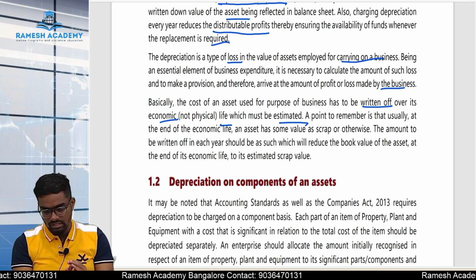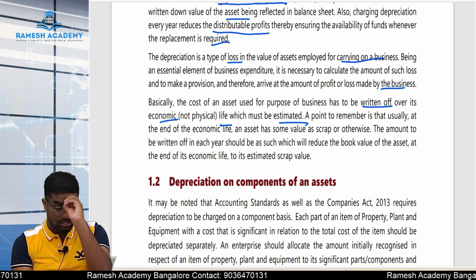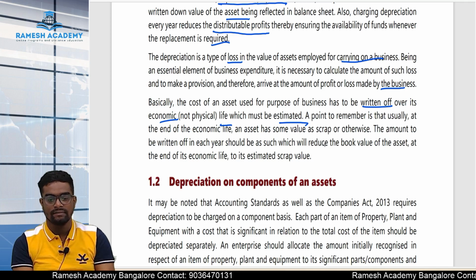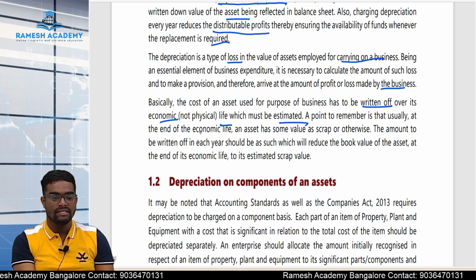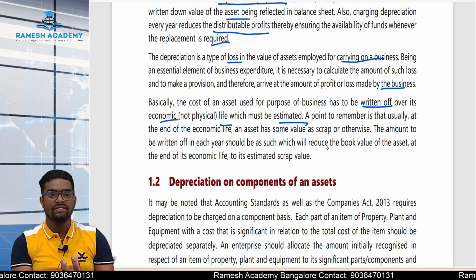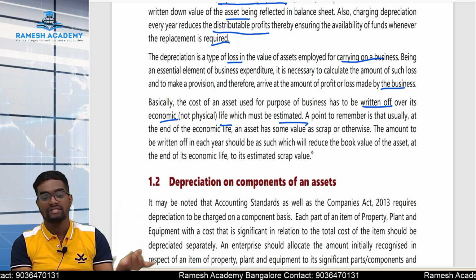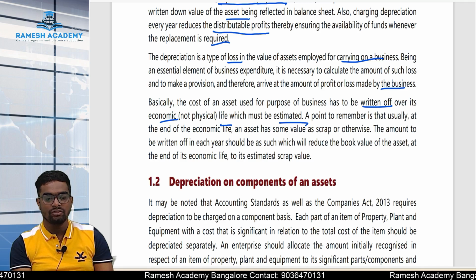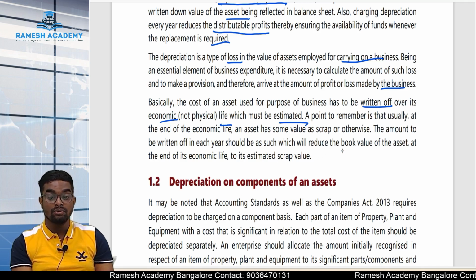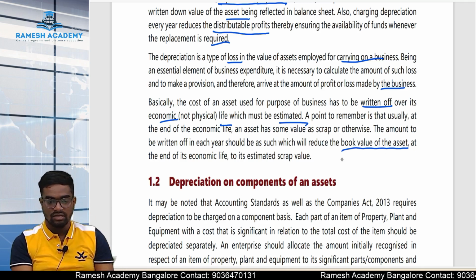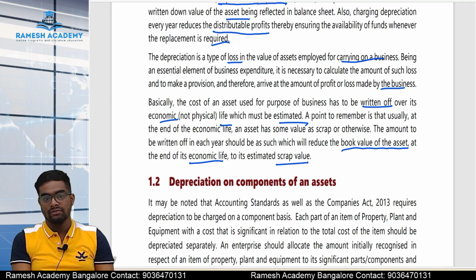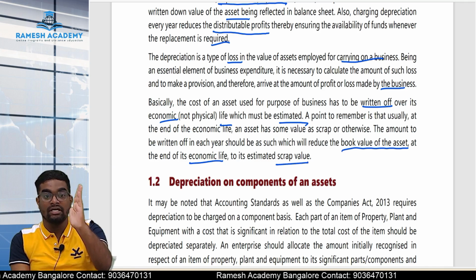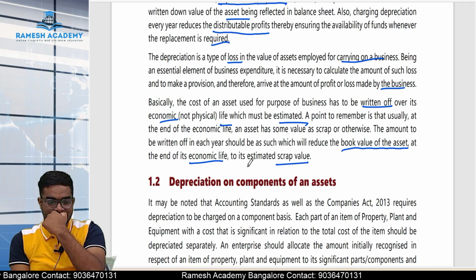If you have an asset and it is a depreciable asset, you have to claim 100% of the depreciation. The point to remember is that usually at the end of the economic life, the asset has some value as scrap. Scrap is nothing but the value which you get at the end when you sell the asset. The amount to be written off in each year should be such that it reduces the book value of the asset, which means the value of the asset should come down at the end of its economic life to its estimated scrap value. So you have to charge depreciation until it reaches the estimated scrap value.